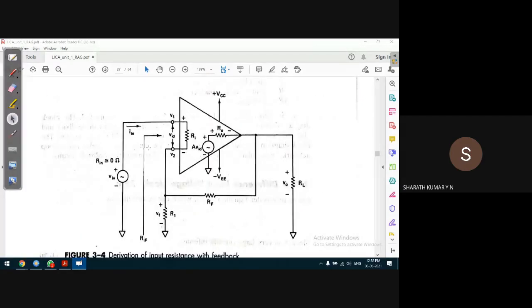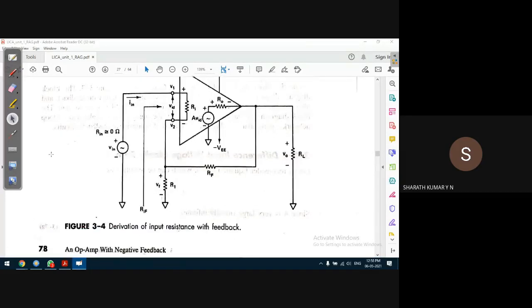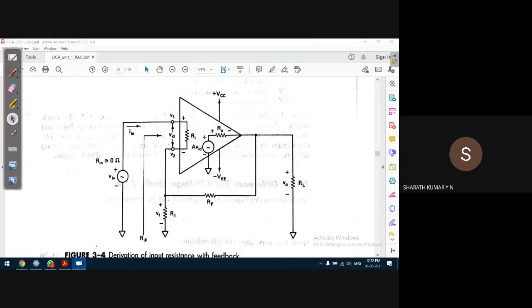Input resistance with feedback. When we have a feedback, what is the effect of feedback on the input resistance RA? Generally, what is RA? Ideally it is infinite ohms. But how is it affected whenever there is a feedback? Let us understand now.